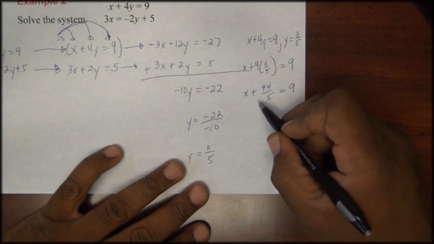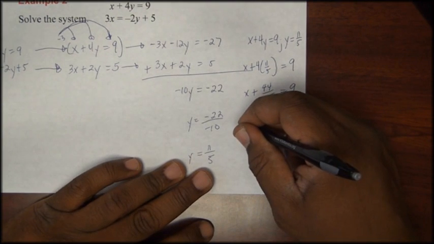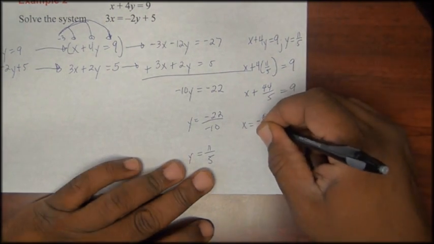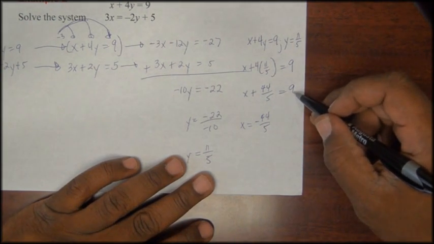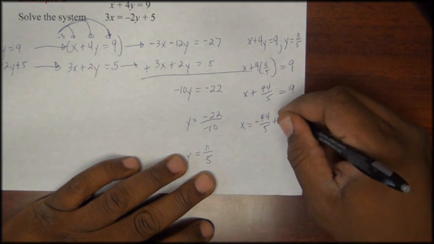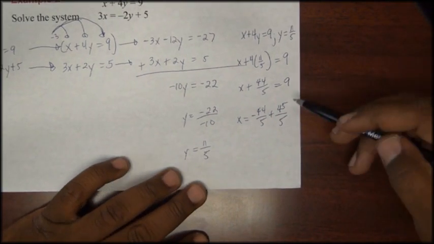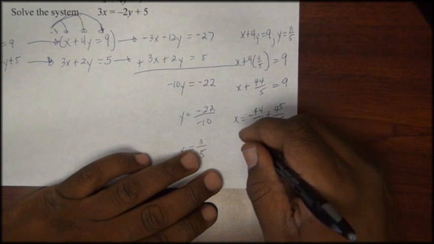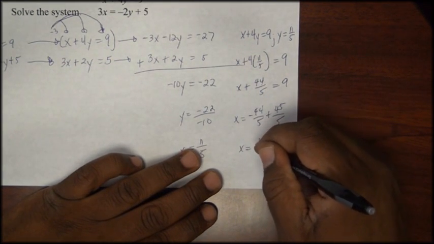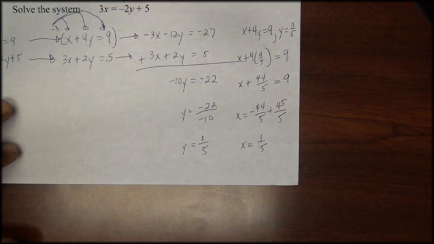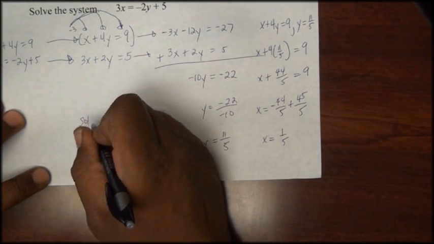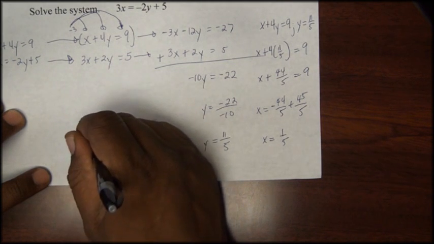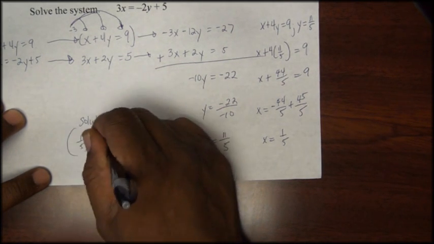Next, I'll subtract 44 over 5 from both sides. So x is equal to 9 minus 44 over 5. And I'll also rewrite 9 with a denominator of 5. So I'll express that as 45 over 5. And once we simplify, we see that x is equal to 1/5. So our ordered pair solution is (1/5, 11/5).